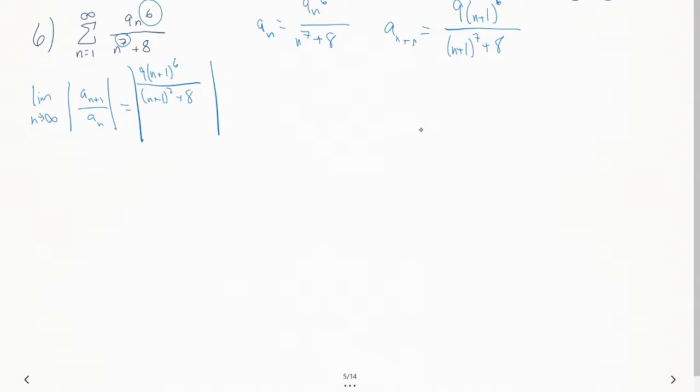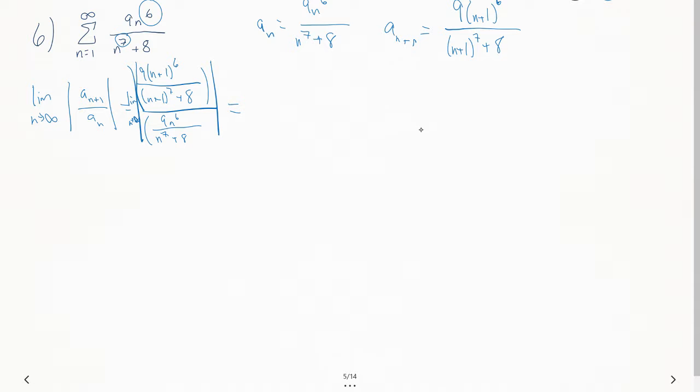And the absolute value, notice that's not going to make much of a difference here, because everything's positive already. Then in the bottom we have 9n to the 6th over n to the 7th plus 8. Okay, so let me put in a limit as n goes to infinity here.